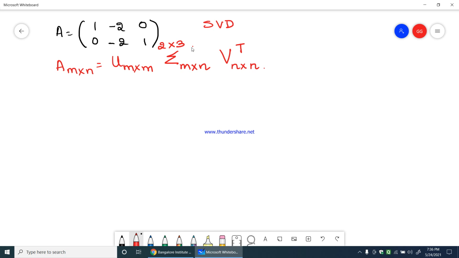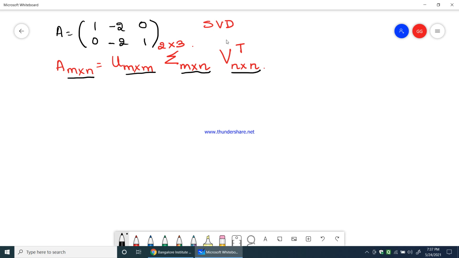Normally when we take a rectangular matrix of m cross n, you should know the dimensions of u, sigma and v transpose. So when I have m cross n, I will get a matrix u with m cross m dimension. I will get a sigma with m cross n, whereas n cross n is the dimension for v transpose. So you should know the matrix dimensions before finding them.